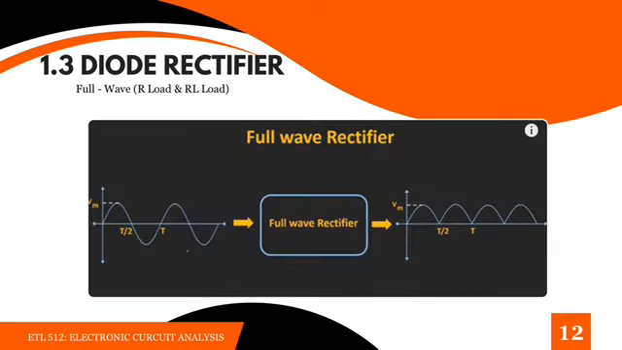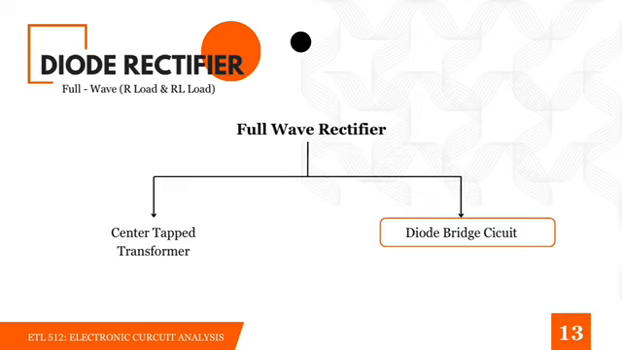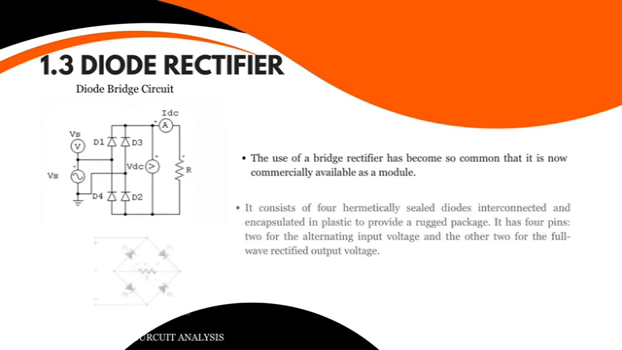Now, we move on to the full-wave rectifier. Unlike the half-wave rectifier, this rectifier allows both the positive and negative halves of the AC signal to pass, converting them into a unidirectional output. There are two main types of full-wave rectifiers. The center-tap transformer configuration uses two diodes. The bridge rectifier configuration uses four diodes. Both convert the full AC waveform into DC, but the bridge configuration is more compact and widely used.